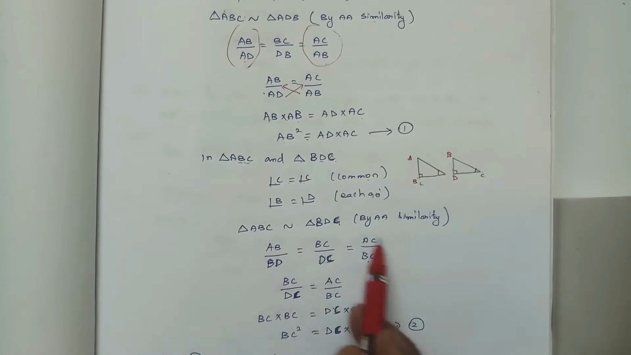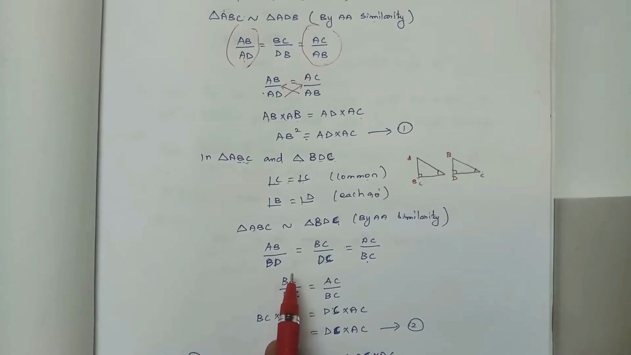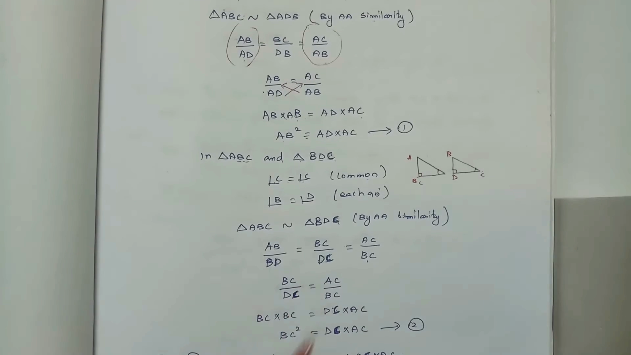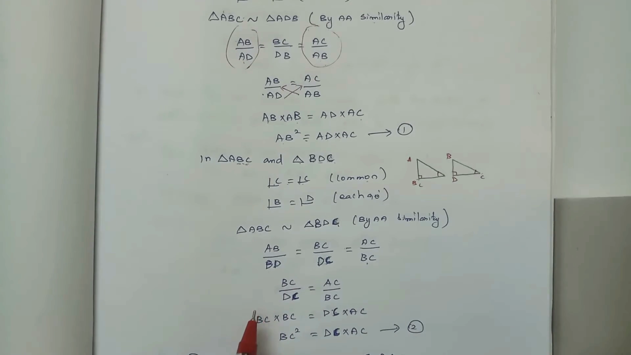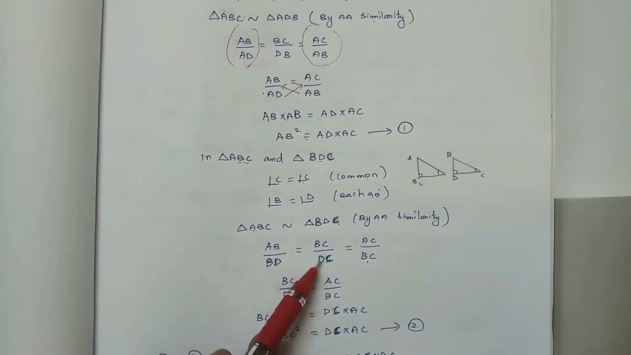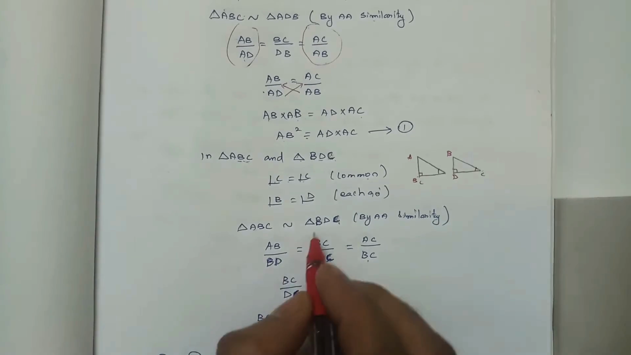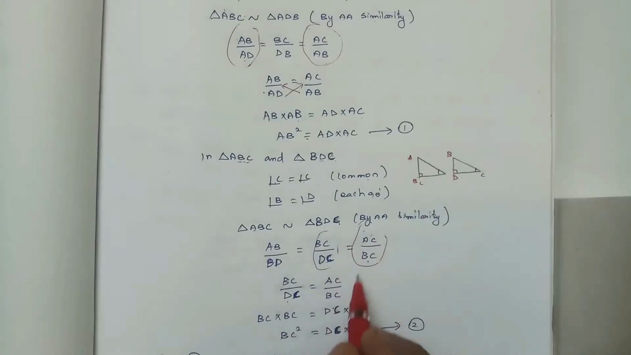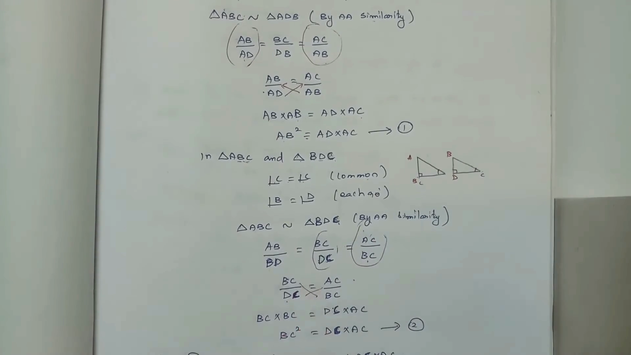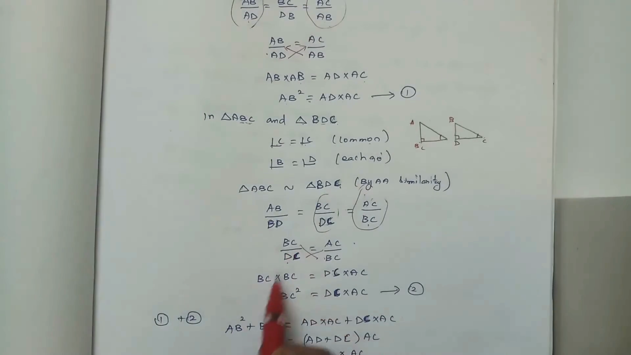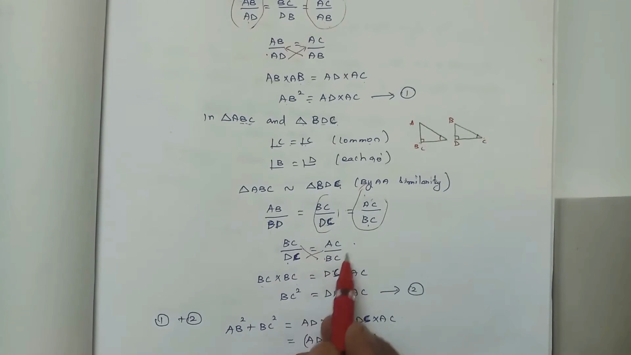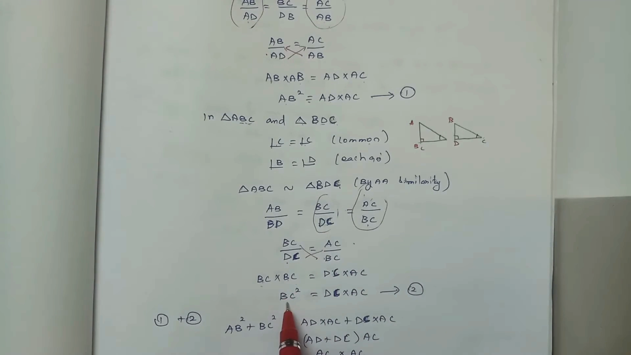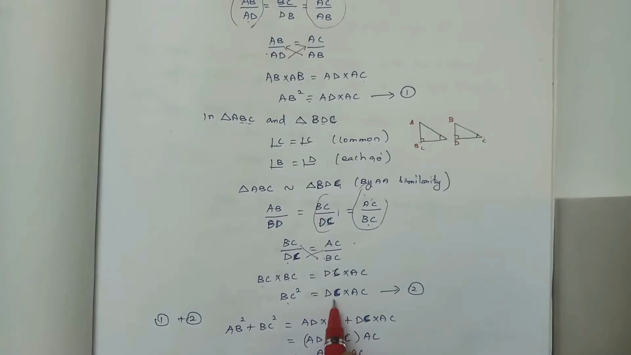Now compare the three ratios. Which among the three ratios have the same variables, same sides? It is BC and BC, right? So these two have the same variable. So just take that: BC by DC is equal to AC by BC. Just do the cross multiply. What will we get? BC into BC is equal to AC into DC. BC into BC is nothing but BC square. BC square is equal to DC into AC. Take it as equation number 2.